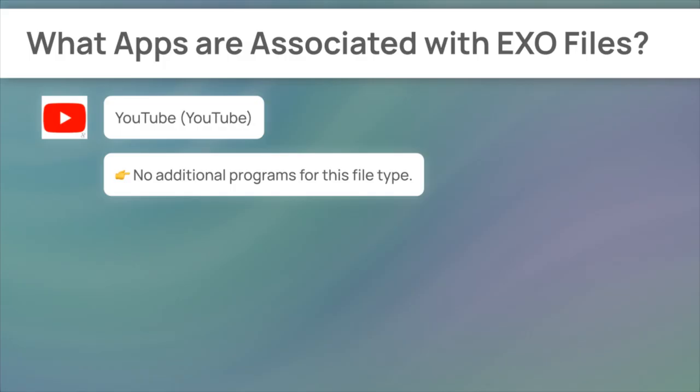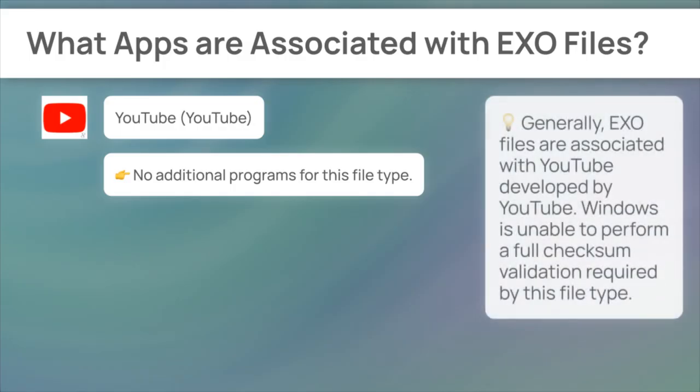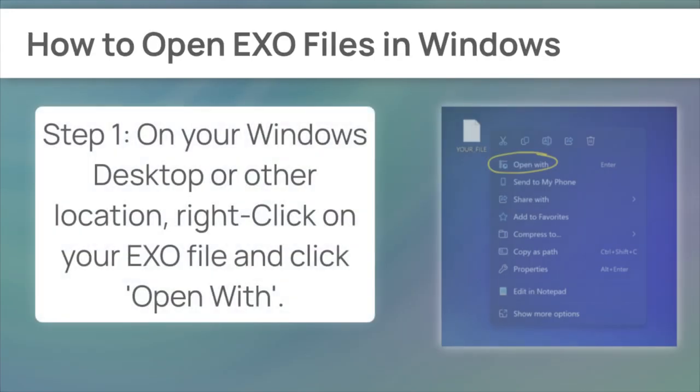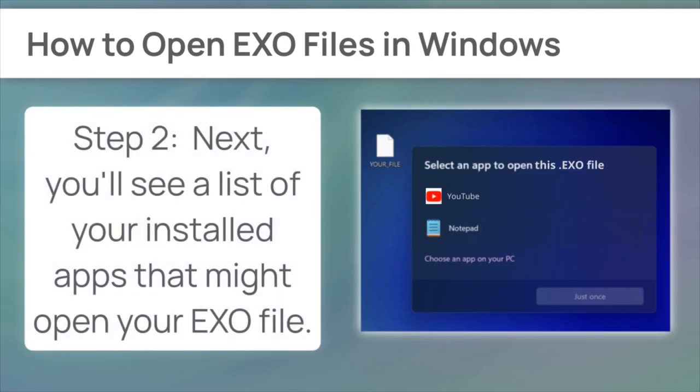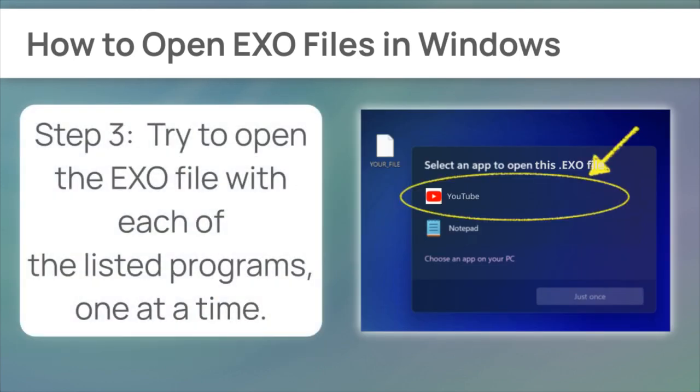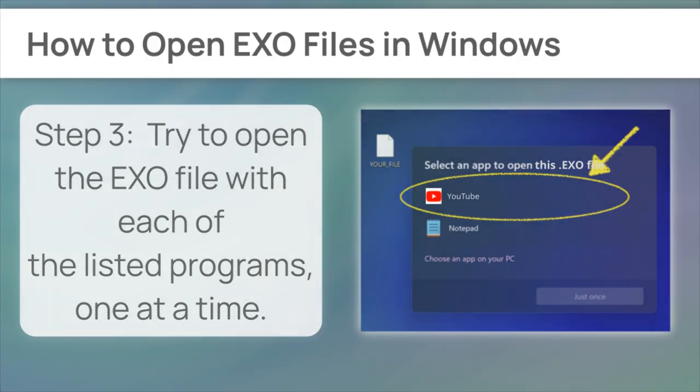The system requires the file to pass specific authenticity checks, not performed by Windows Explorer. Windows supports mainstream codecs, but rare or proprietary ones require add-on packs. The first action is to find a compatible app. Right-click your EXO file and click Open With. Test YouTube if available. If it is unavailable, choose another program. We need to find the specific decoder.